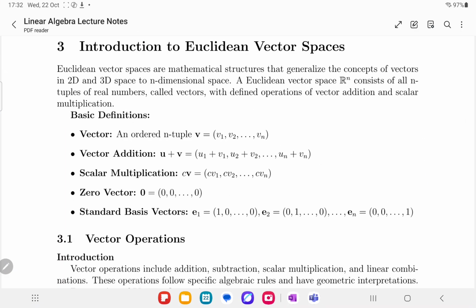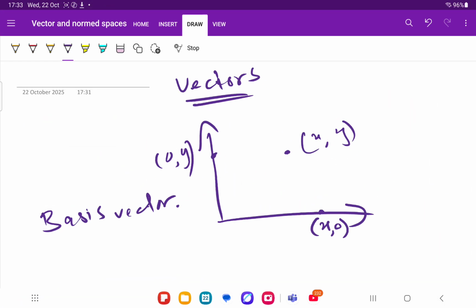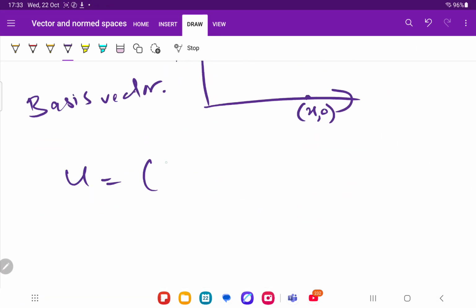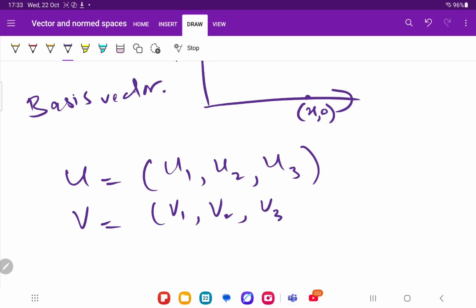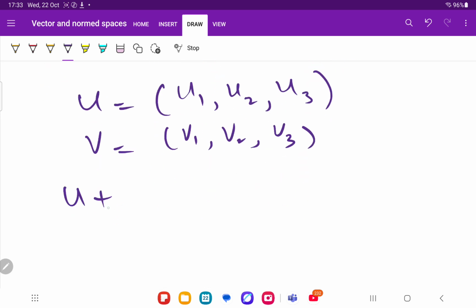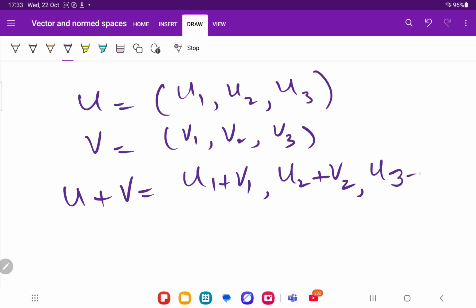And it's very simple how you will add or subtract two vectors. For example, if you have vector u, which has components u1, u2, u3, and you have v, which is v1, v2, v3, and you would like to add u with v, it will be u1 plus v1 comma u2 plus v2 comma u3 plus v3.